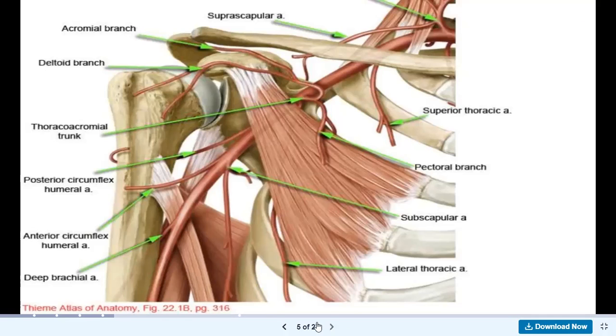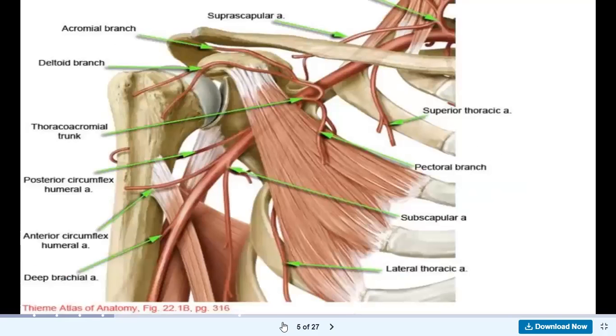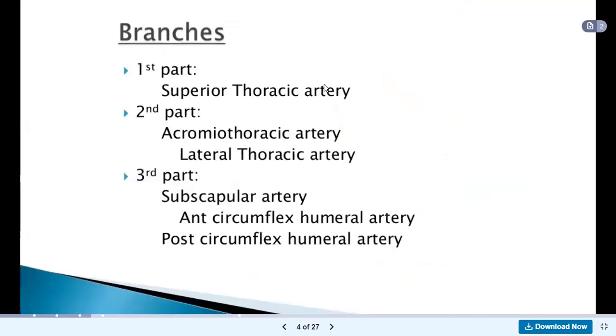So we can say that the axillary artery has a total of 6 branches. First part, 1 branch, second part, 2 branches, and third part, 3 branches. And they supply the thorax: superior thoracic, acromiothoracic, lateral thoracic. They supply the scapula, and then they supply the humerus also.